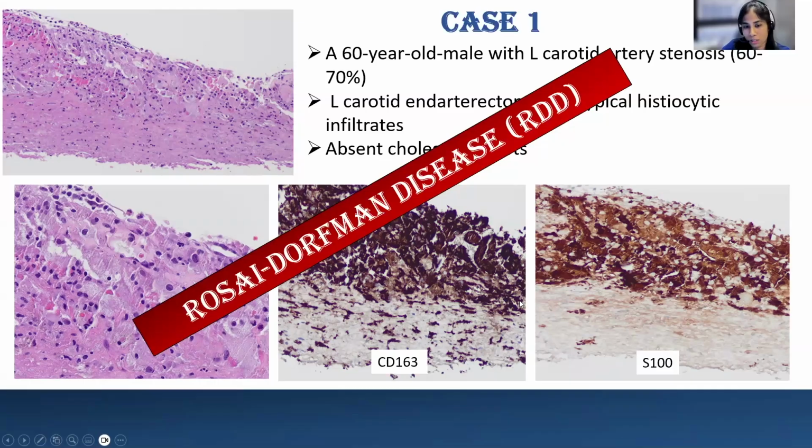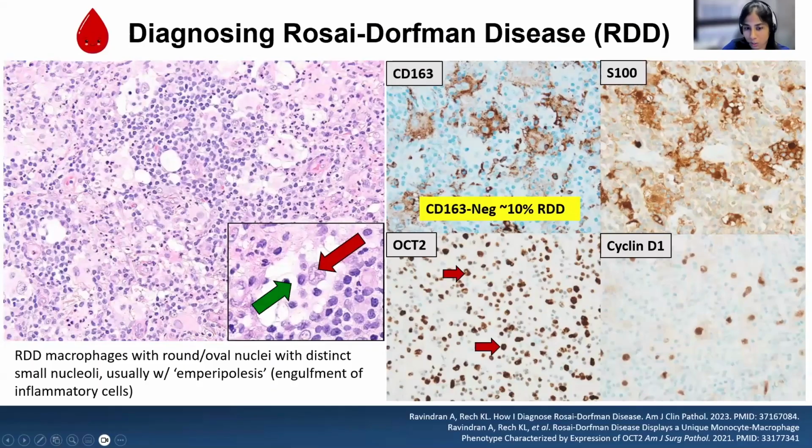Now, RDD diagnosis is primarily a histopathologic diagnosis characterized by ovoid nuclei with small conspicuous nucleoli and abundant cytoplasm. They could have foamy cytoplasm or pale eosinophilic cytoplasm with frequent engulfment of inflammatory cells, most commonly small mature lymphocytes, plasma cells, and sometimes neutrophils. Now, this is a phenomenon called emperipoiesis. While it is frequent in Rosai-Dorfman disease, it is not pathognomonic of Rosai-Dorfman disease, as it can be observed in reactive histiocytic proliferations as well as in other histiocytic neoplasms.